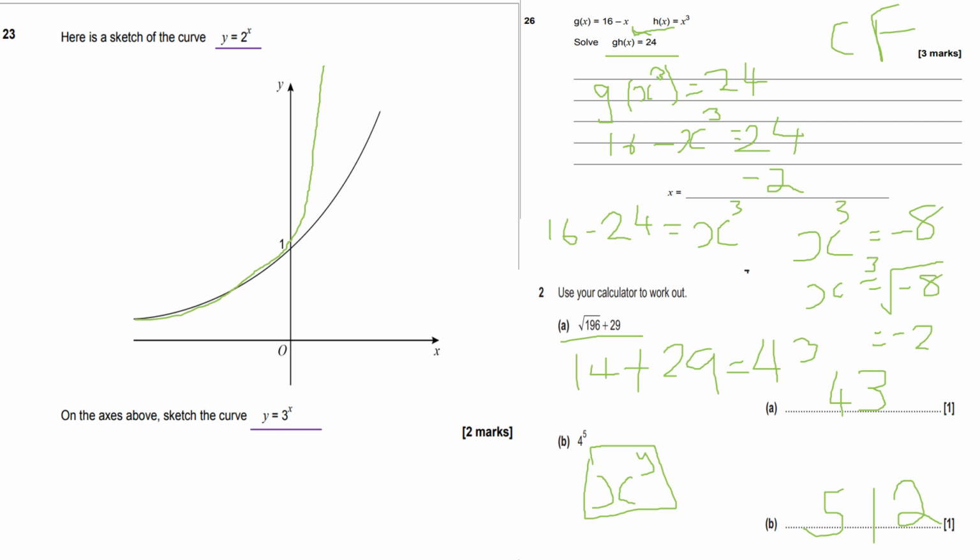Question 23 here is looking at what we call exponential graphs. Again, sorry for stuttering on that question and stammering a bit. Hopefully it makes sense. Any questions, any queries, let me know.